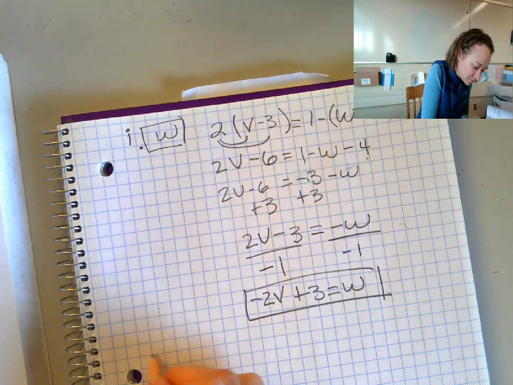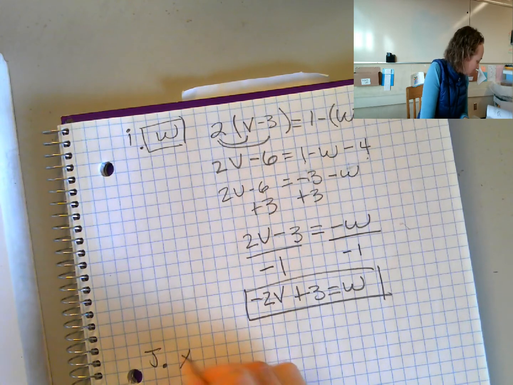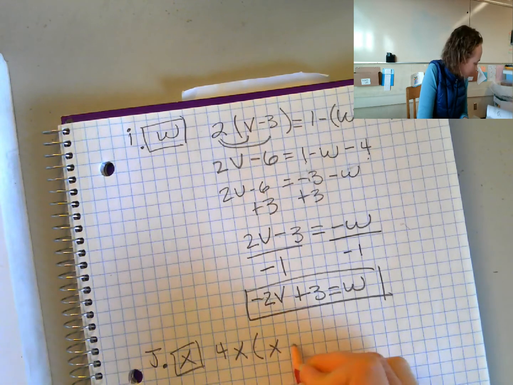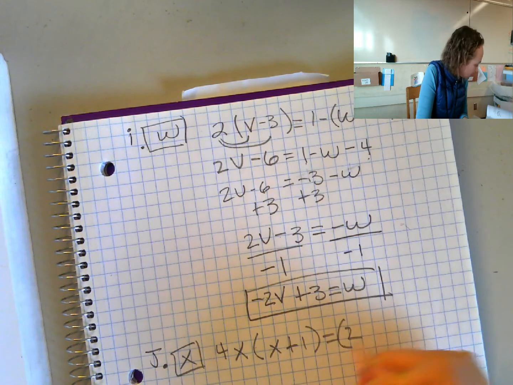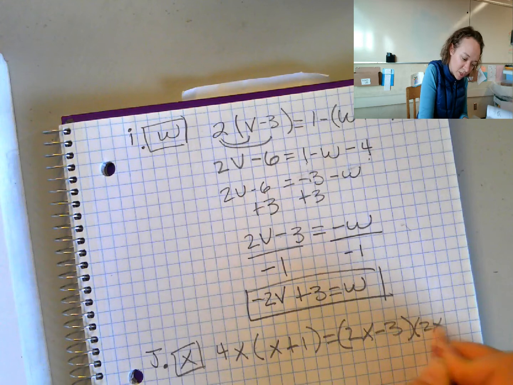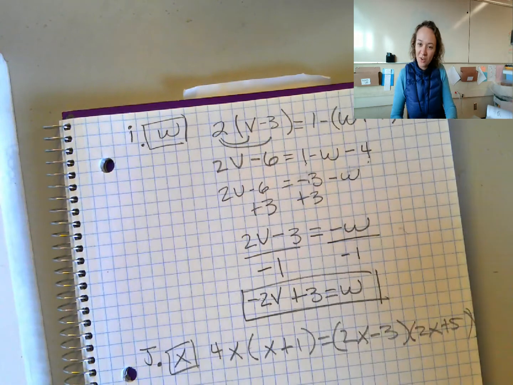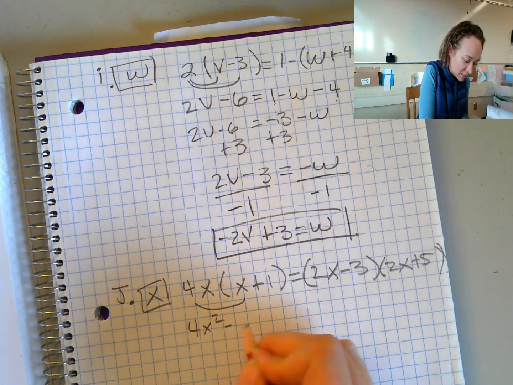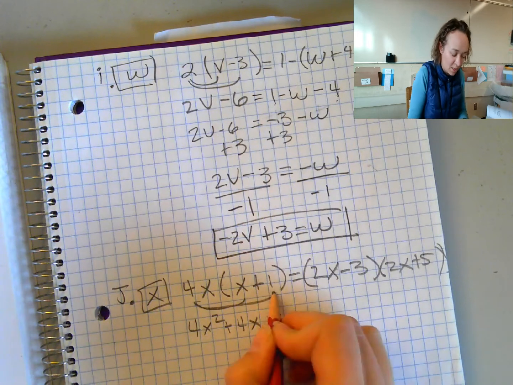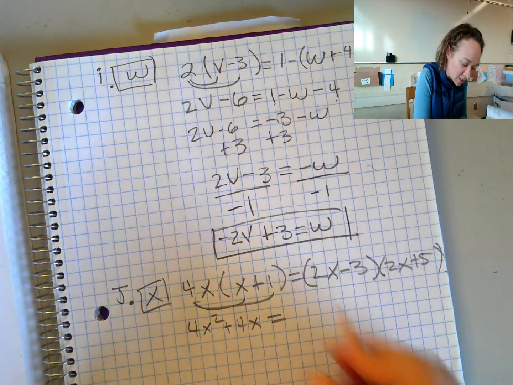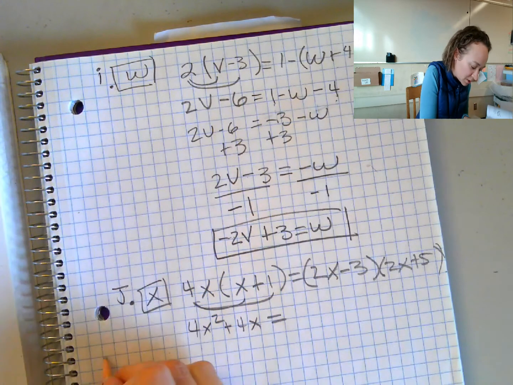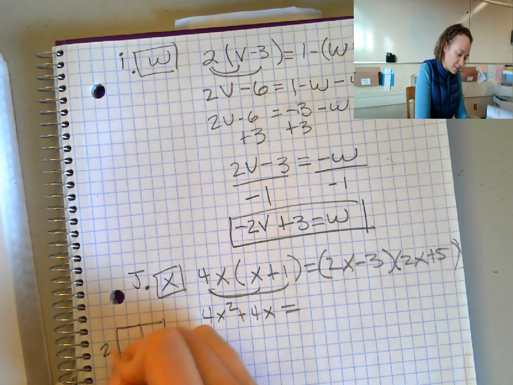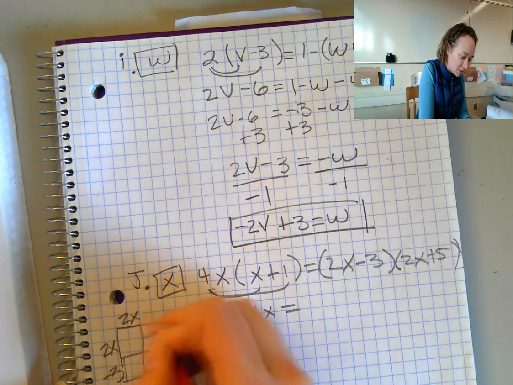And J. We're going to solve for x. It's going to be 4x times, in parentheses, x plus 1 equals, in parentheses, 2x minus 3 times 2x plus 5. You get to do a generic rectangle. Remember those? So 4x times x is 4x squared plus 4x. That's this first part here. And then over here, we have to generic rectangle it. So I'm going to do my generic rectangle over here, just to not mess up my space. So 2x minus 3, 2x plus 5.